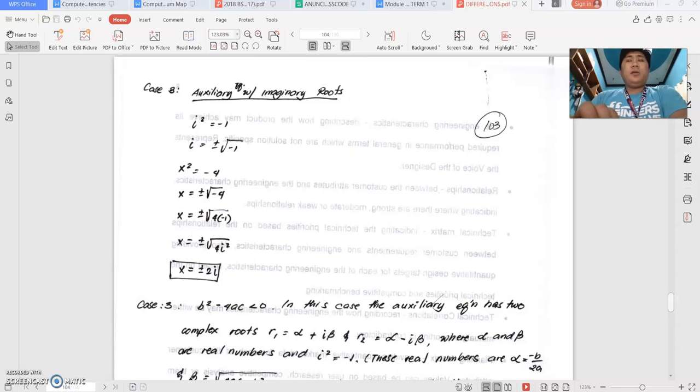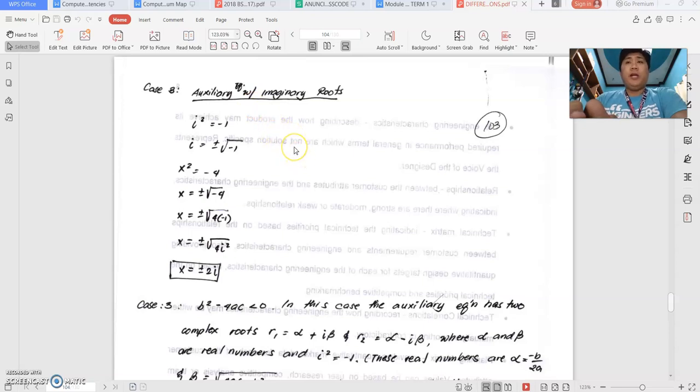So, good day, class. Welcome once again to another session of differential equation. Now we are already on case number 3 of our linear differential equation of order n. This is our last case, which is the auxiliary equation with imaginary roots.